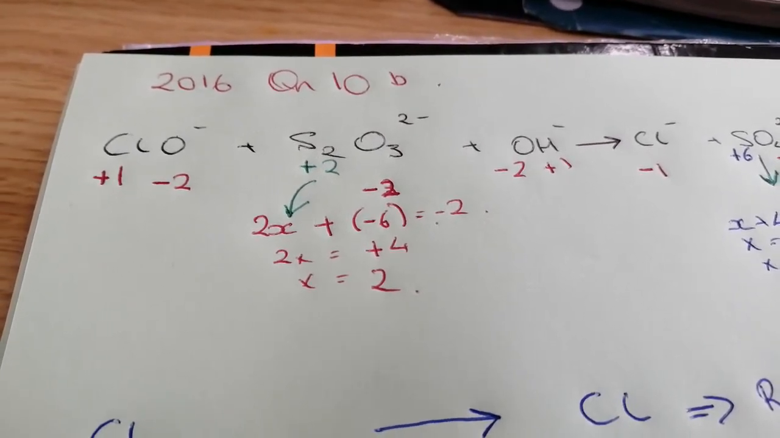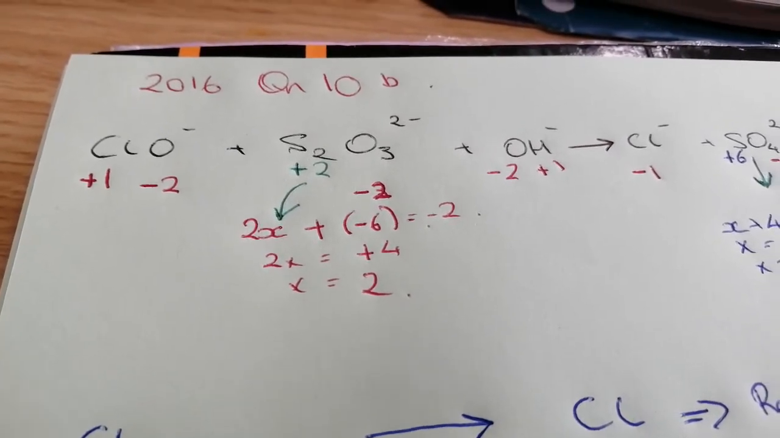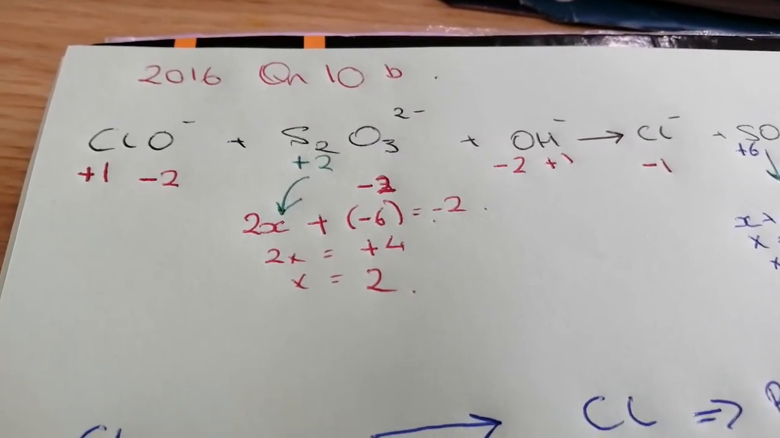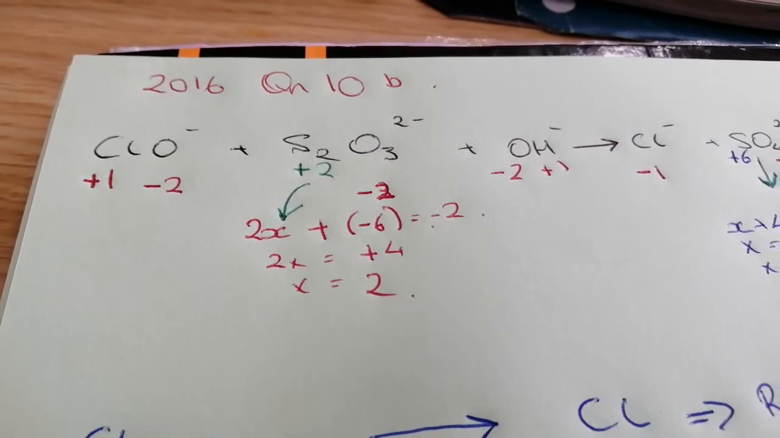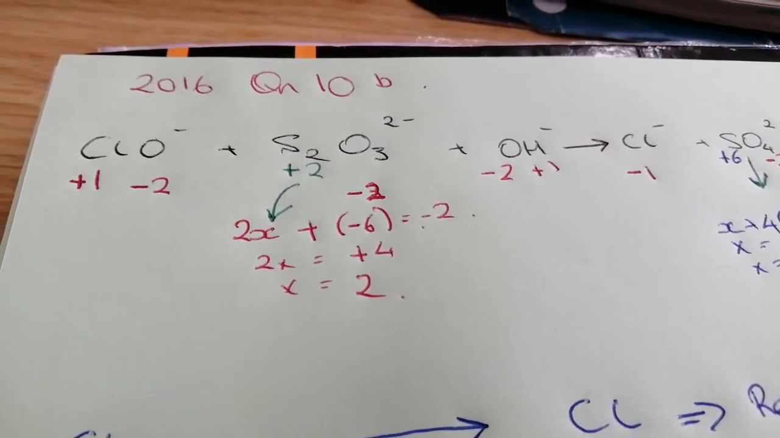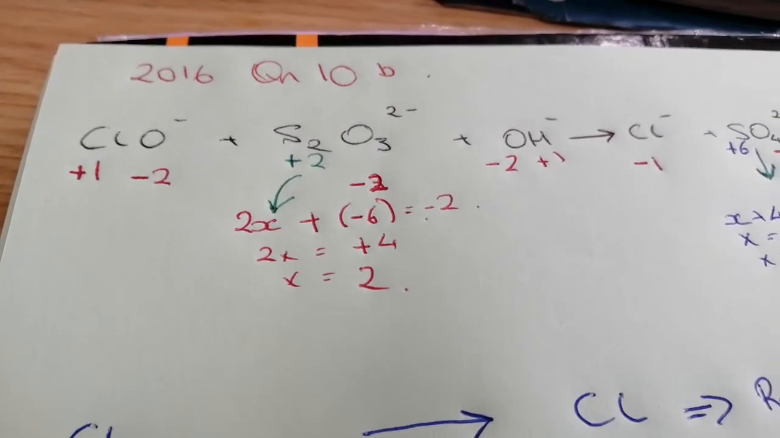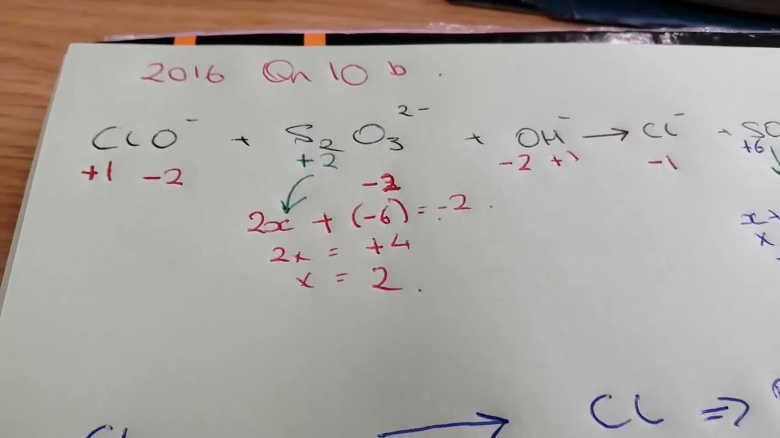reduction in terms of electron transfer and in terms of oxidation number. So reduction in terms of electron transfer is gain of electrons, and in terms of oxidation number, reduction is a reduction in oxidation number. So that's the first part, 6 handy marks there.